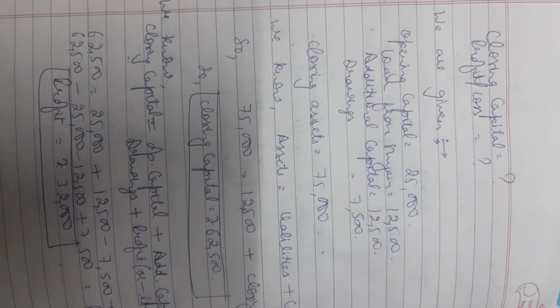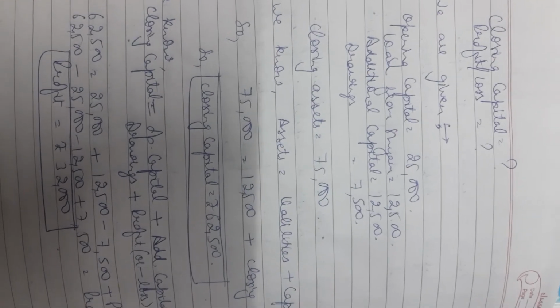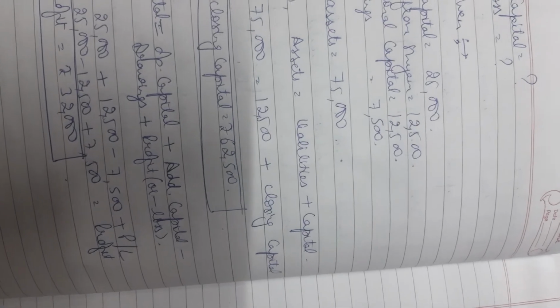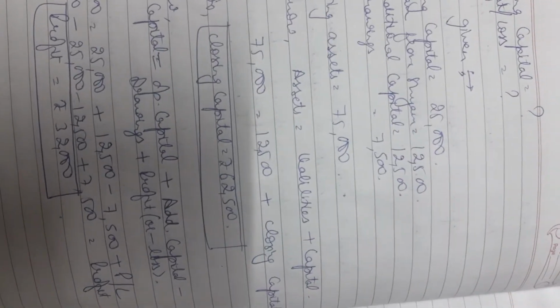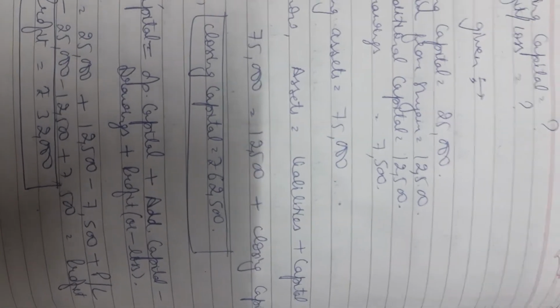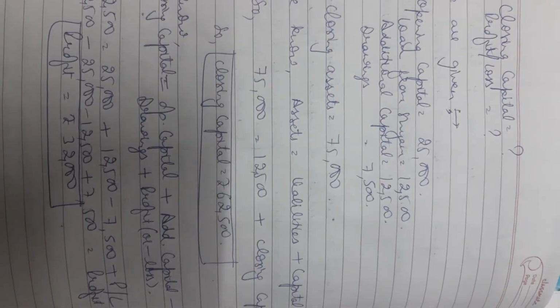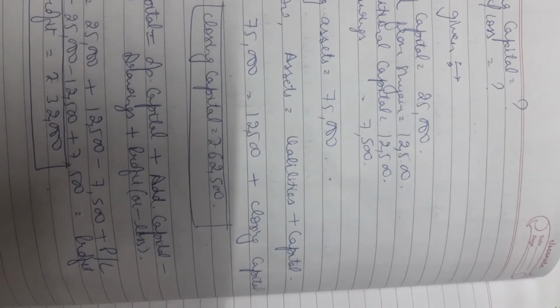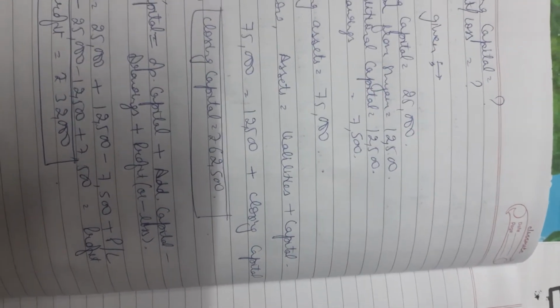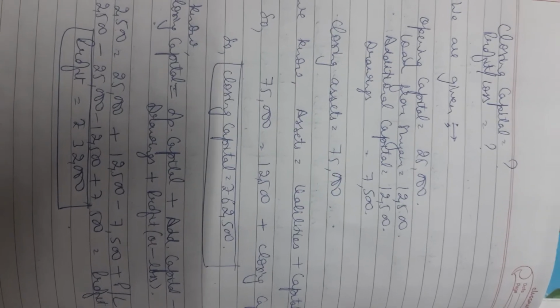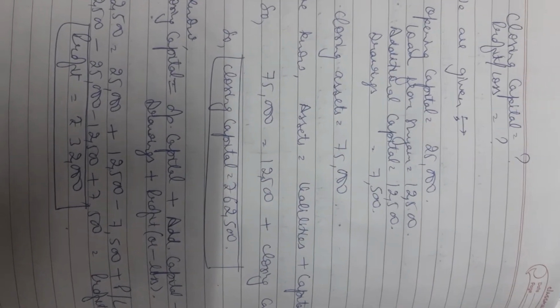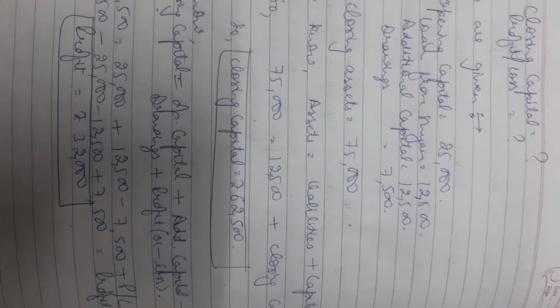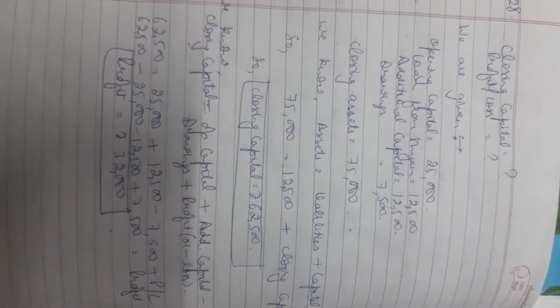Students, we are given closing assets also on closing date, which are 75,000. Now we know assets are always equal to liabilities and capital. Assets are given, closing assets 75,000. We are given with closing liabilities. Because there is no change in liabilities, so liabilities are the loan from Shyam, that is 12,500. We are to find out closing capital, which will come out as assets minus liabilities, that is 75,000 minus 12,500, which is 62,500.